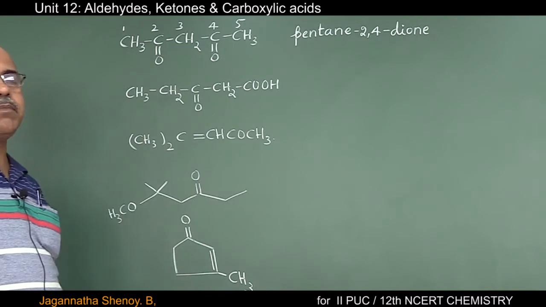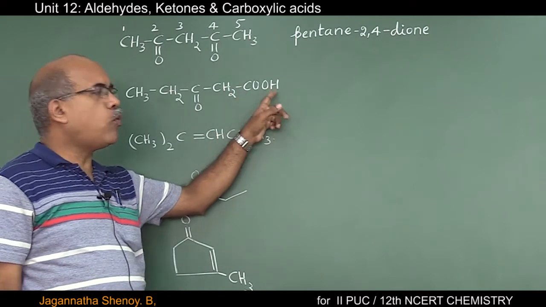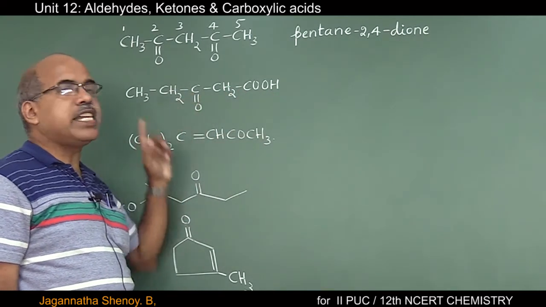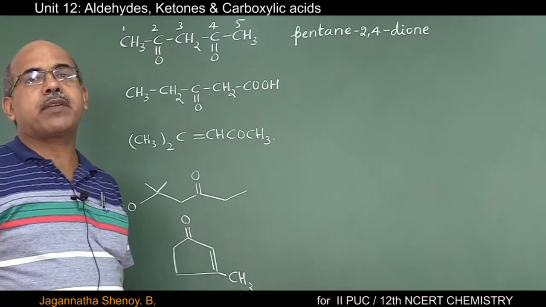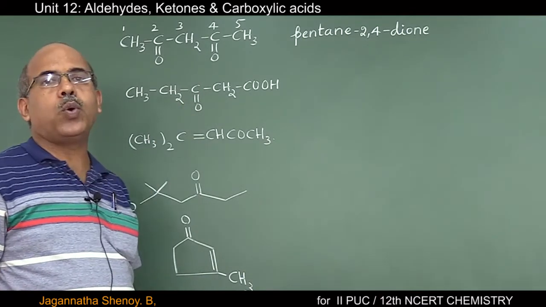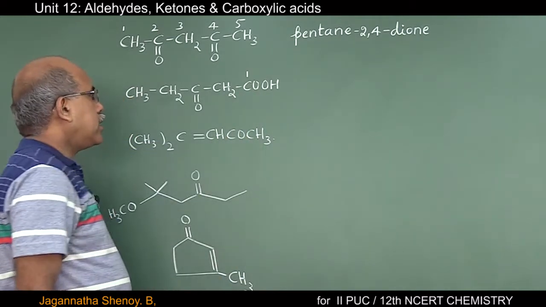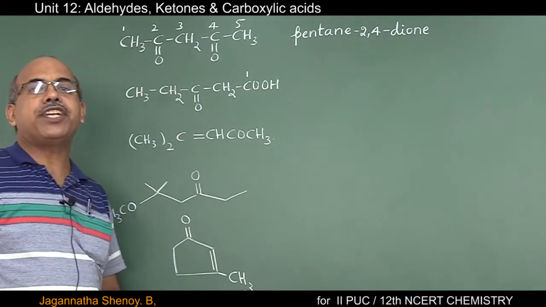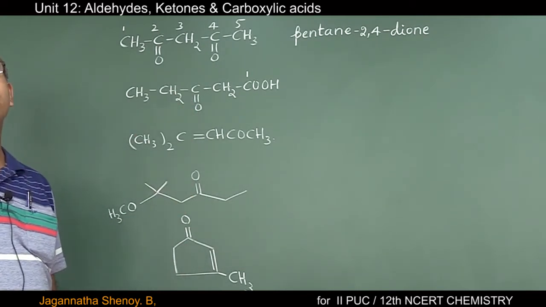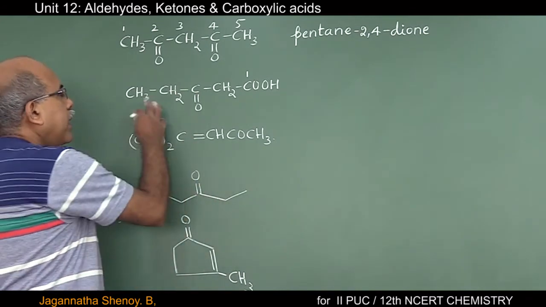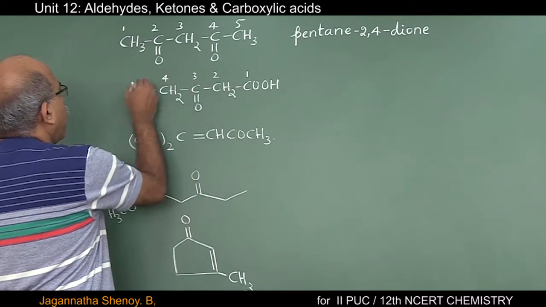Moving over to the next example, here there are 2 functional groups. One is COOH functional group, the other one is C double bond O functional group. Since COOH gets a priority over C double bond O, COOH should be the principal functional group and this C double bond O should be treated as a subordinate functional group. That's why for C double bond O, we will make use of prefix. So while numbering this carbon chain from right to left, 1, 2, 3, 4 and 5.